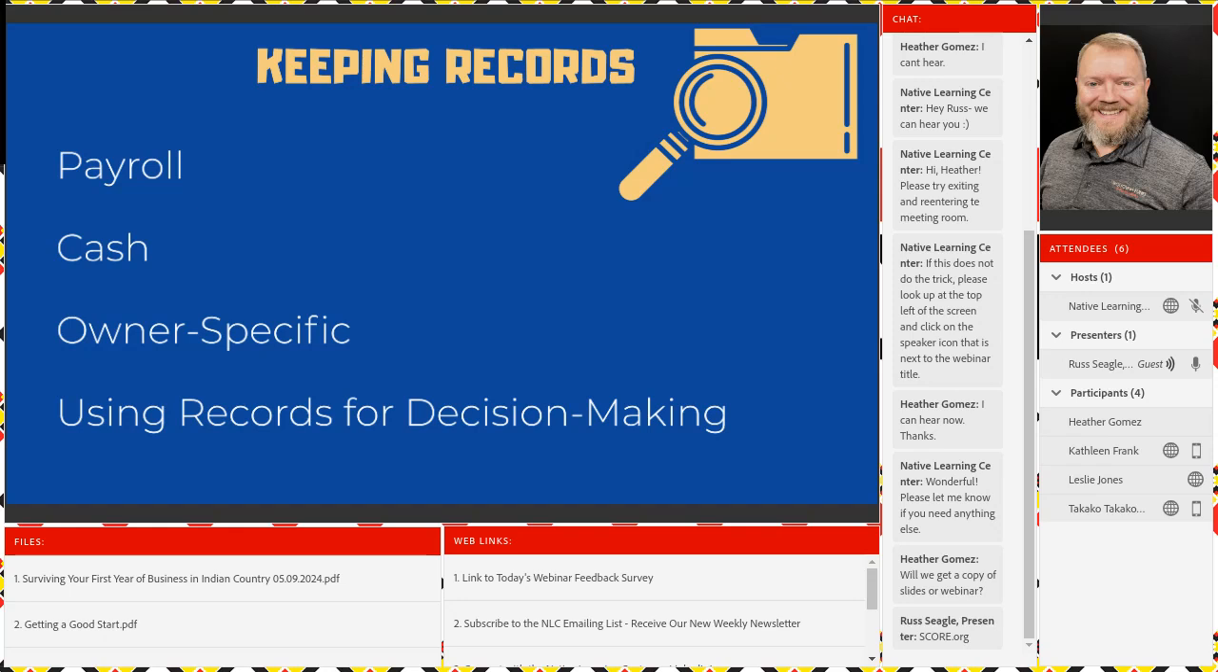Use your records for decision making. Don't just have your accountant print out a profit and loss statement and then glance at it and move on with your day or your month. Sit down with your accountant and let them help you figure out how to use those documents to make better decisions.